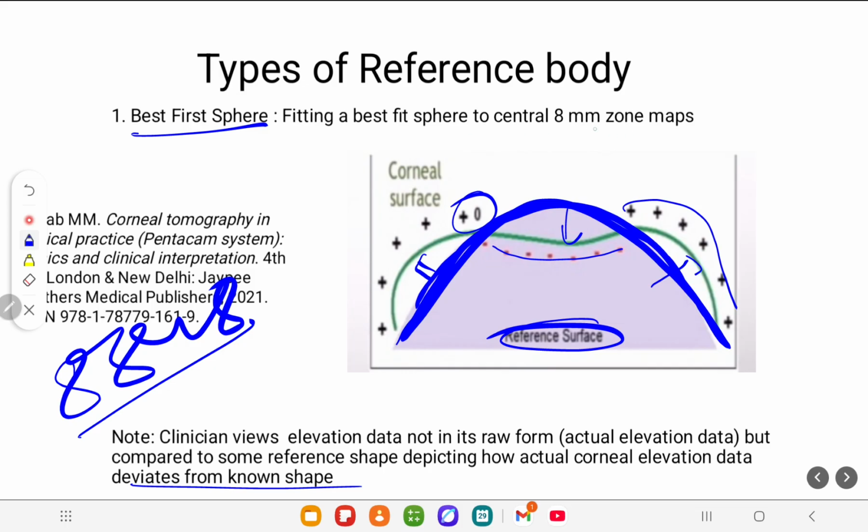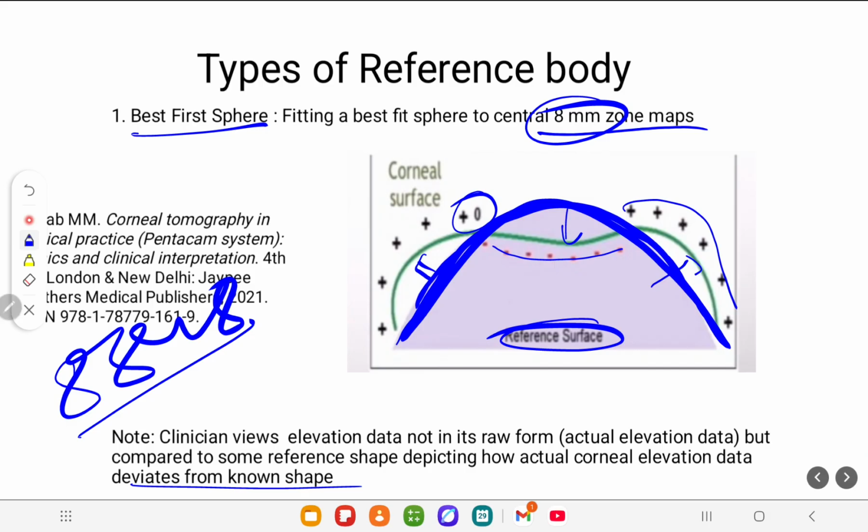So best fit sphere is a central 8 mm zone map. Oh, I don't want to talk about exactly 8 mm. It depends upon the settings. There are other options too. So you just go and make your settings as viable as possible. And what you want to put as your best fit sphere diameter, that matters.